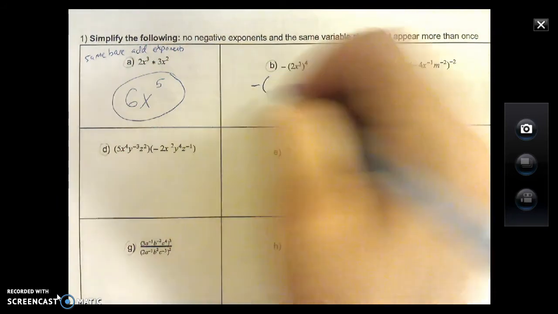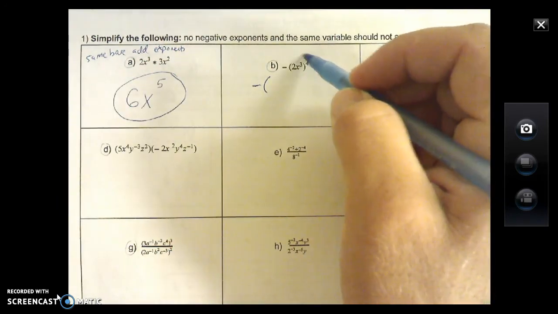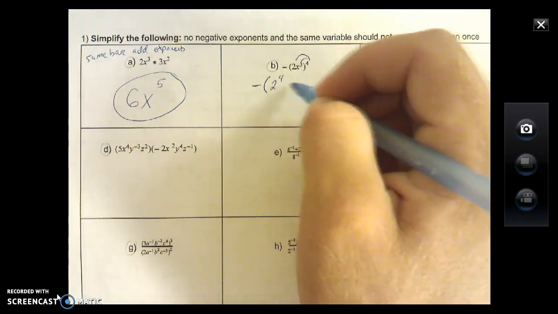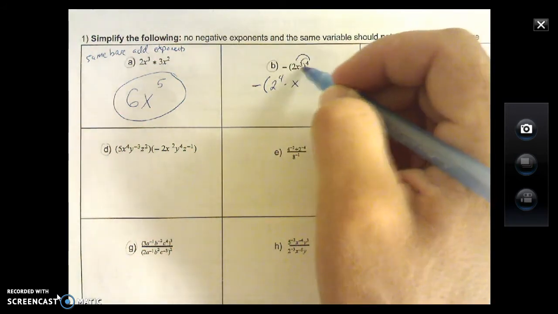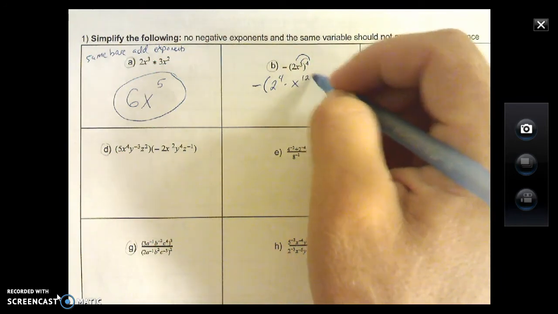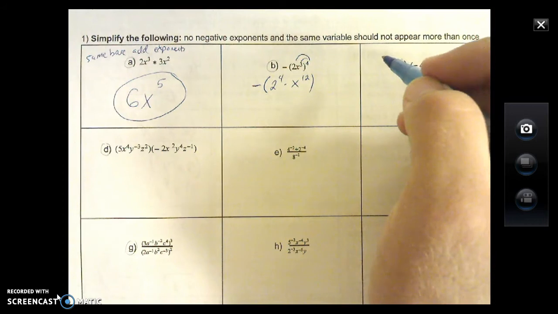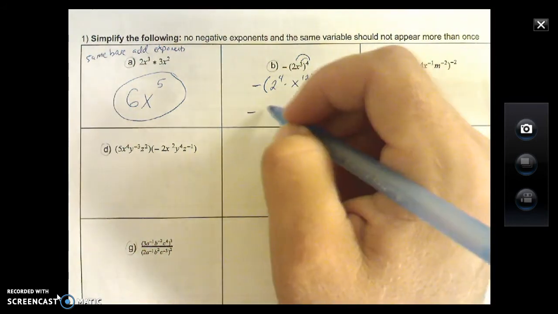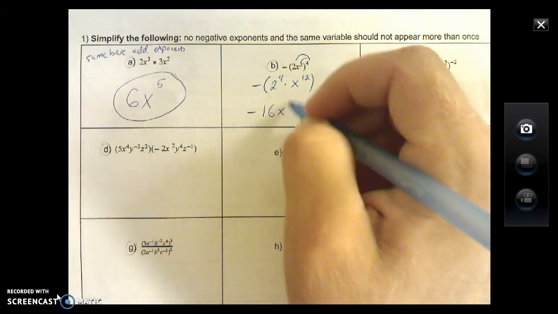Okay? Good. Part B. I've got a negative chilling out front. Let the negative chill out front. The 4 can get distributed to both terms. So I get 2 to the 4th times x to the, I'm going to multiply these because it's a power raised to a power. So 3 times 4 is 12. Alright, now I can introduce a negative at the end. 2 to the 4th is 16, x to the 12th.